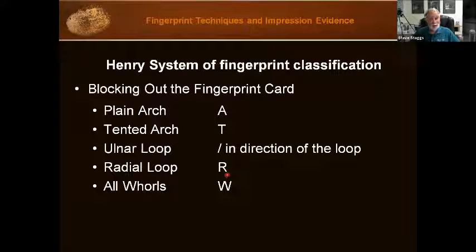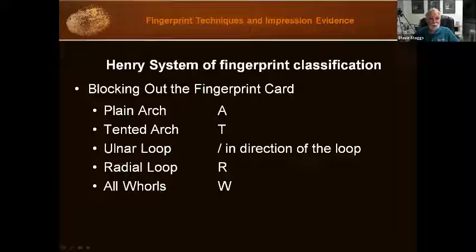Okay, so it depends on which hand it's on, right? Which direction it's going. If it's a radial loop, use an R. And if it's a whorl, you use a W. Ulnar loops have the diagonal line, slanting in the direction of the loop. You also then put the ridge count in the top right corner of the finger box. For whorl patterns, you indicate the type of whorl using the P for plain, C for central pocket, a small d for the double loop, an X for an accidental loop, and you do that in the upper right corner of the finger box.